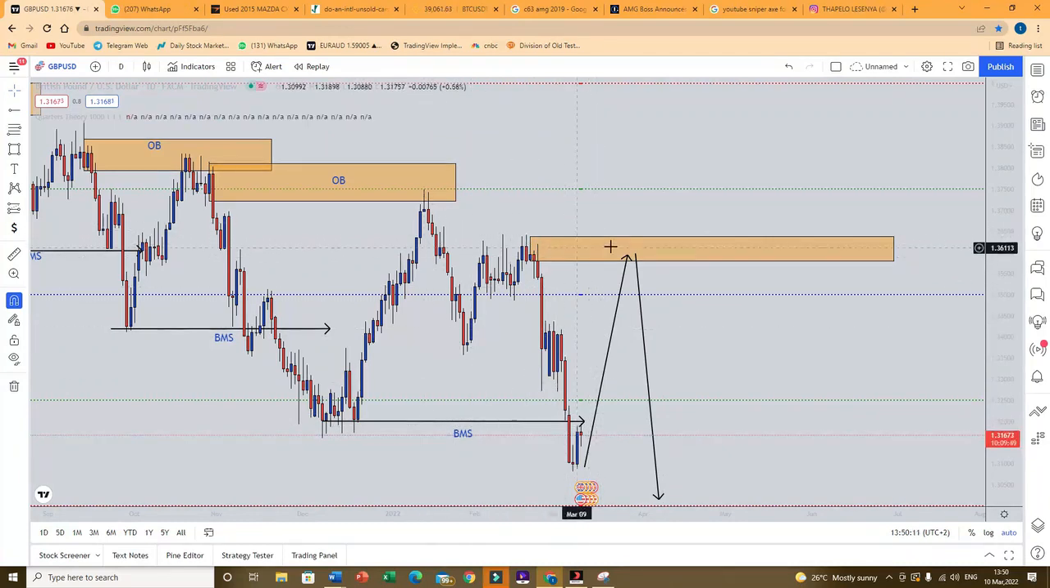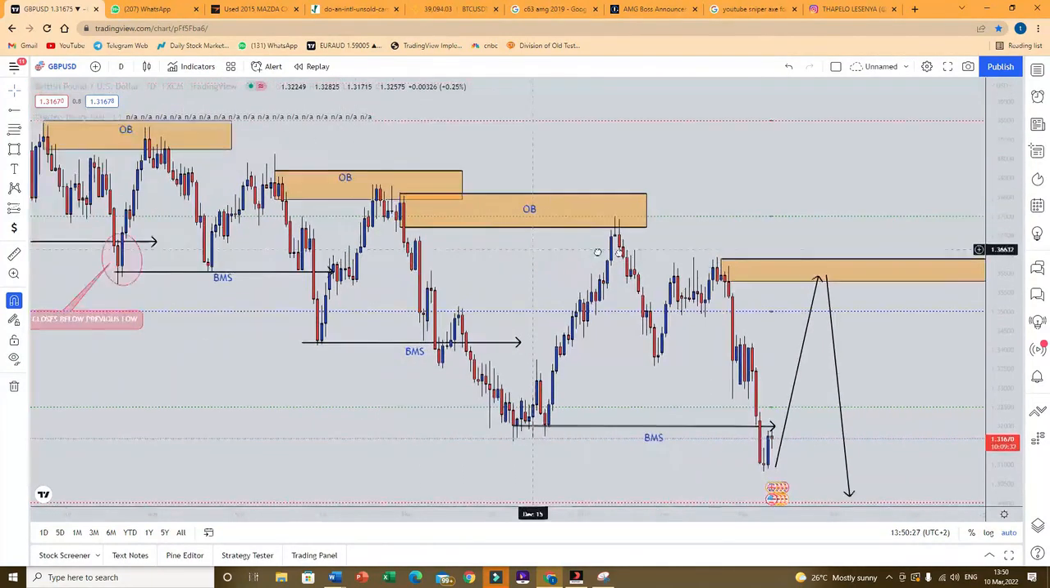So in this case, this zone is a supply zone, and it's a bearish order block. The bearish order block is creating the supply zone. So I expect my price to come into this zone, then I'll look for my sell trades. That's how we do this. So this is actually a setup that we have on GBP/USD on the daily time frame.